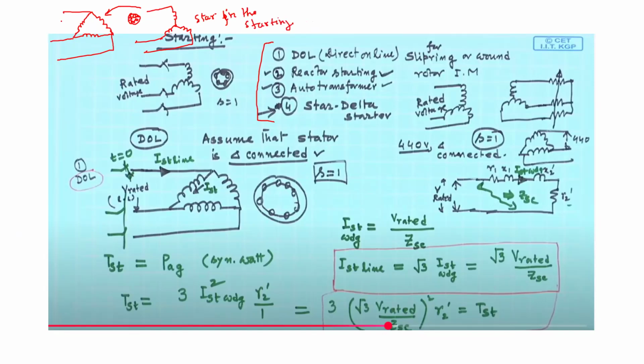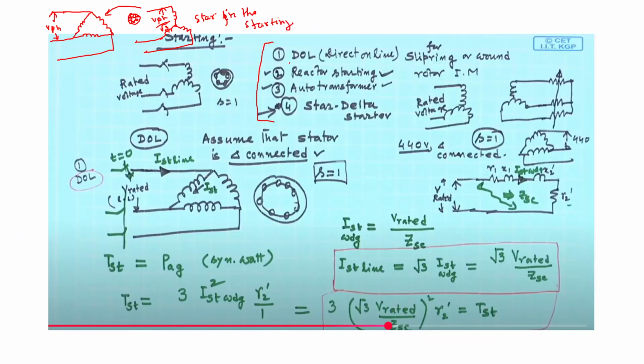So star for starting. Okay, so star in the starting. So what happens is that you see, so this is the V phase here, right? But for the star connection, this voltage across one winding becomes V phase by root 3. So we can see that the voltage only becomes V phase by root 3 means that you can restrict the starting current, right? That is why it is connected in star.